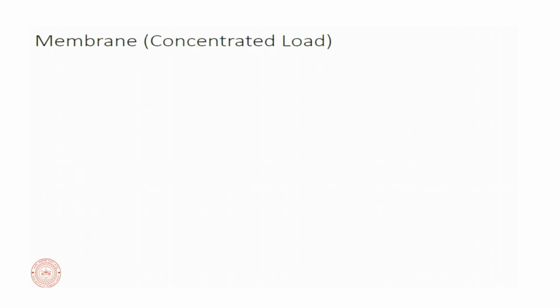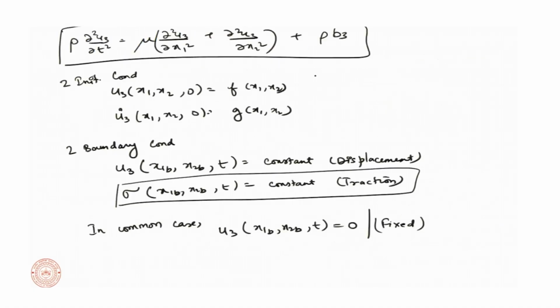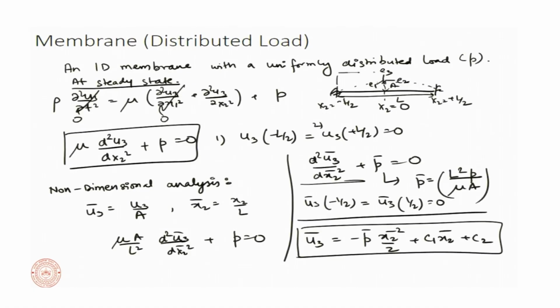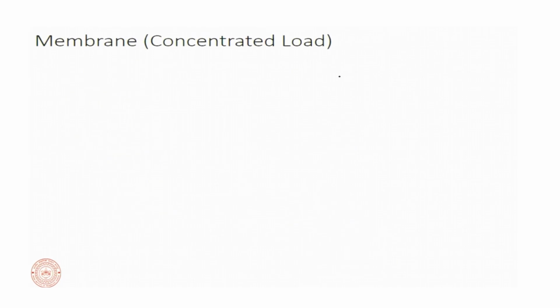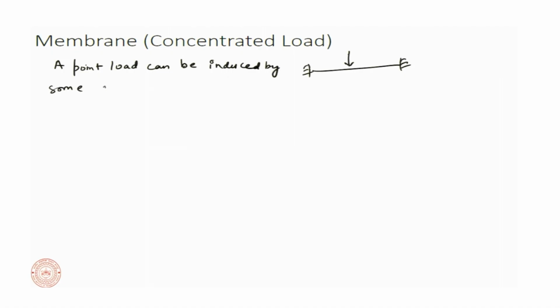In the last case of this membrane, we had a distributed load. Now, let us take a concentrated load case in which, for the same membrane we can draw, let us say that we have a concentrated load at some point x naught. So, for a concentrated load or a point load, how can it happen? It can be induced by some actuating mechanism.